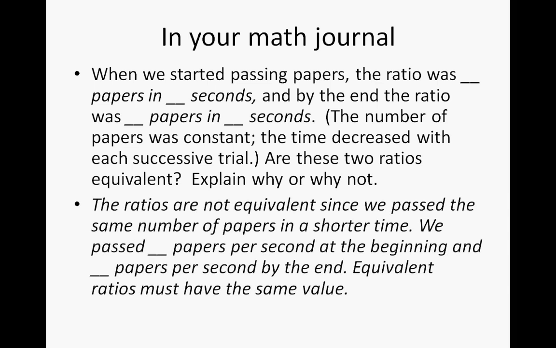Well, you should have come up with something to this extent. The ratios are not equivalent since we pass the same number of papers in a shorter time. So we passed however many papers per second at the beginning and however many papers per second by the end. Equivalent ratios must have the same value. So if we did this faster or slower, then our ratios are not going to be the same.